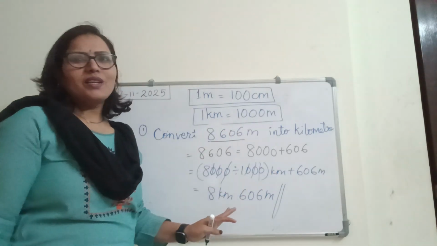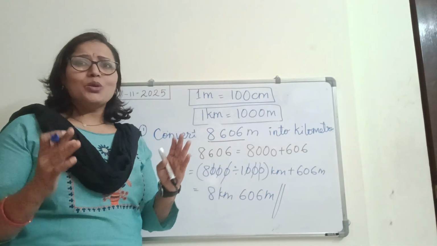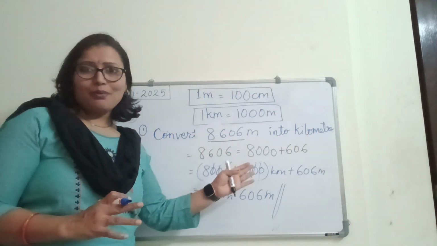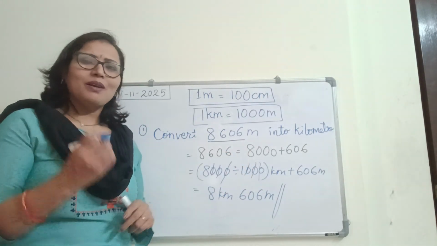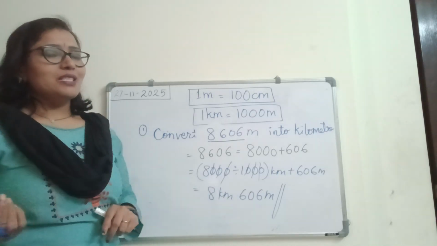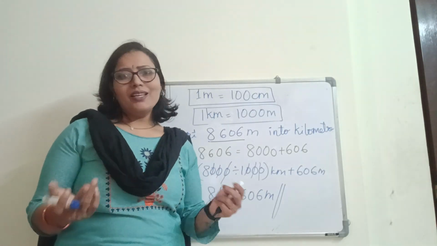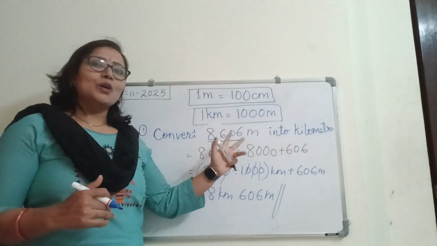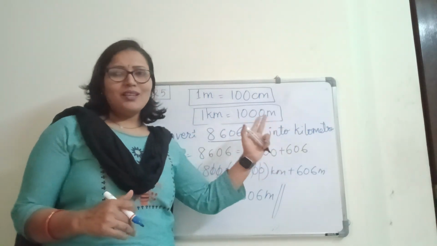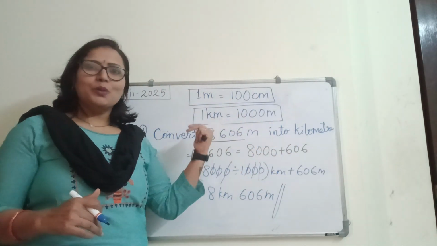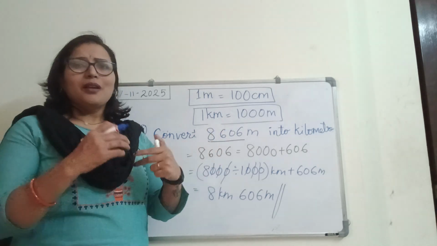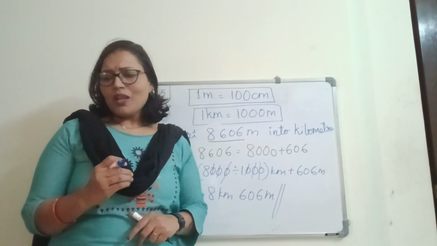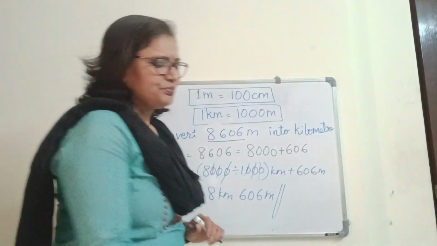So hope you understand. It's very easy. Just we have to use the logic. We have to expand the number properly. Once you expand the number properly, then it's very easy to divide and get the answer. So now, hope you understand how to convert meter into kilometer and kilometer into meter, and centimeter into meter and meter into centimeter.